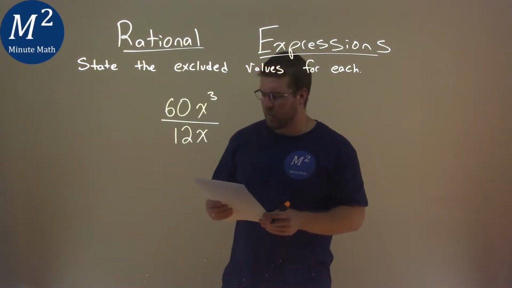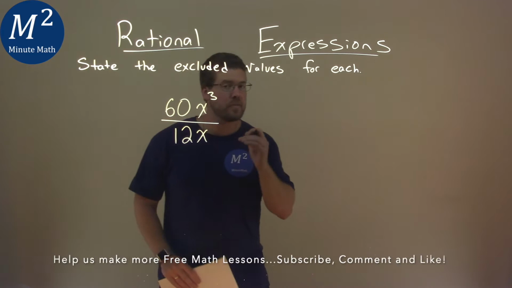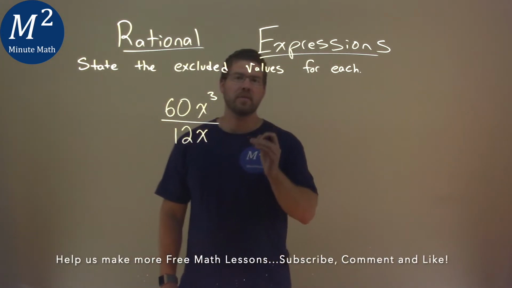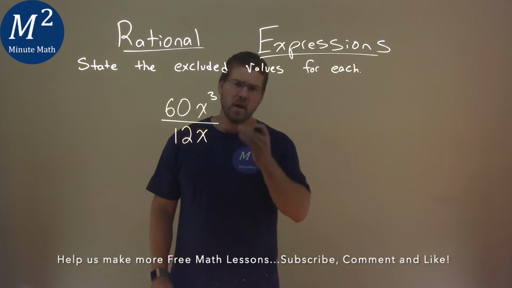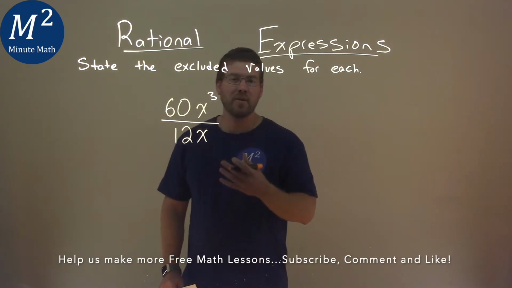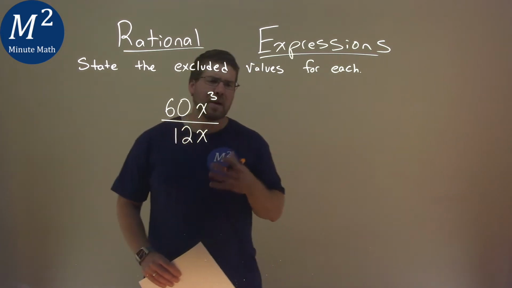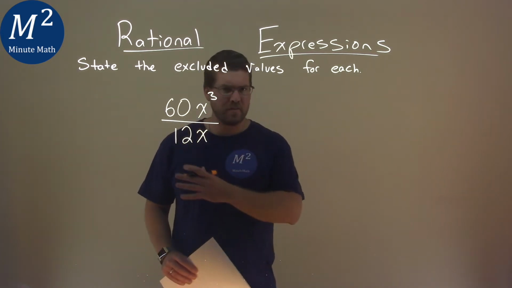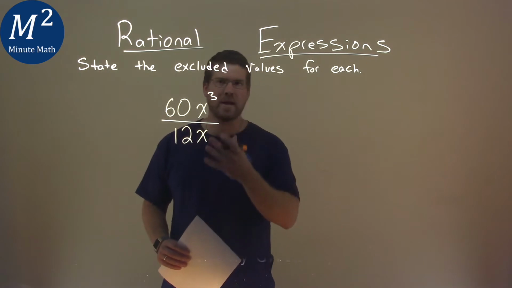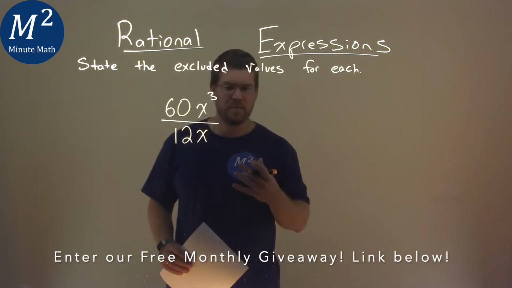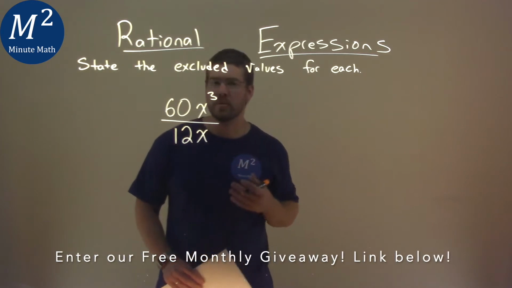We're given this problem right here, 60x to the third power divided by 12x, and we need to state the excluded value. The excluded value is the value here that we really just can't use. And so we know we cannot divide by 0. So that's generally our rule of thumb with a rational expression here. So if we can't divide by 0, that means the denominator cannot equal 0.